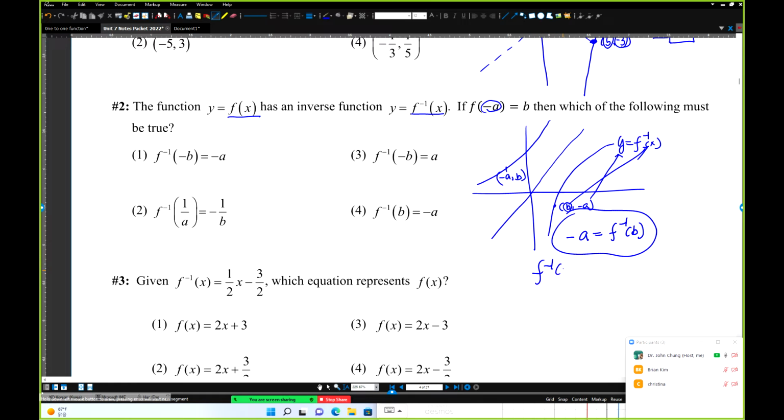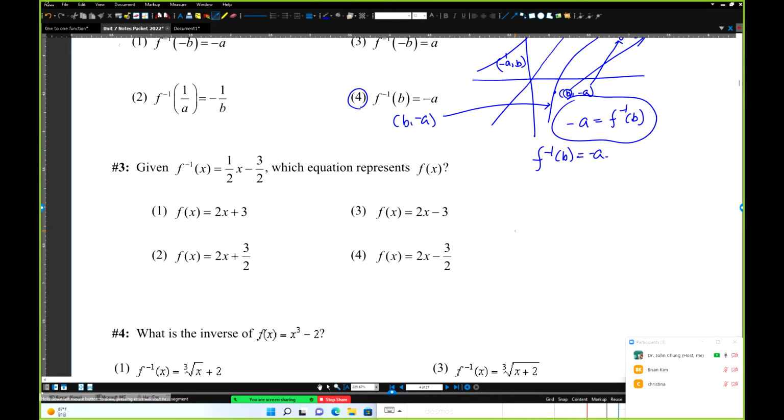Or f inverse of b equals a. That's okay. So where is the answer? Choice 1 is the answer, okay? Negative b and a, no, it's not this one. No, negative b. Positive b here. Okay? b and a should be on the other graph of the inverse. Okay? That's the meaning.